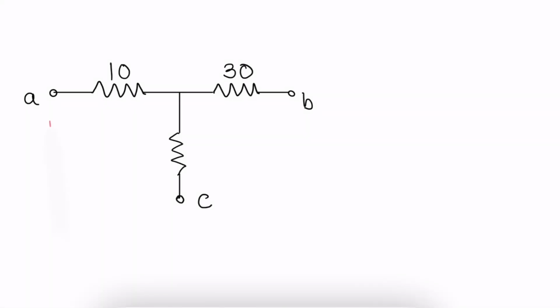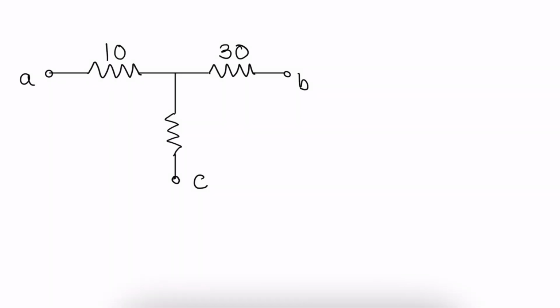So over here we have to calculate RAB. We also have to calculate RAC, and we also have to calculate RBC. Now let us understand these calculations one by one. When we have to calculate RAB, let us assume that there is a battery connected between A and B.